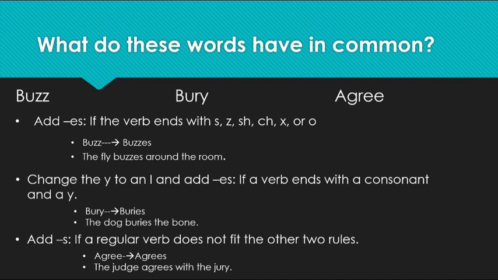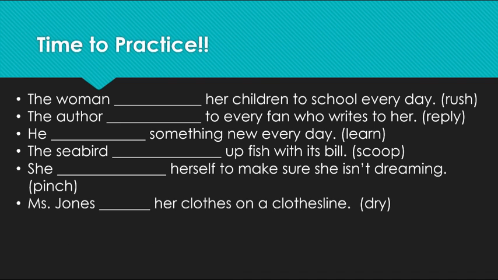Now let's practice. On your screen you'll see 6 sentences, and to the side is a word written in parentheses. We're going to make each of those third person singular based off of the rules that we just learned. The woman blank school every day. So rush ends in SH, which is our first rule, which means we add an ES. The woman rushes her children to school every day.